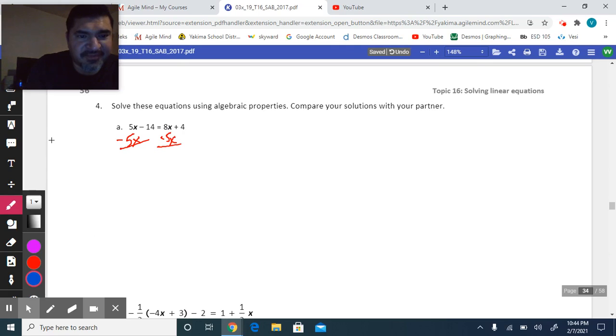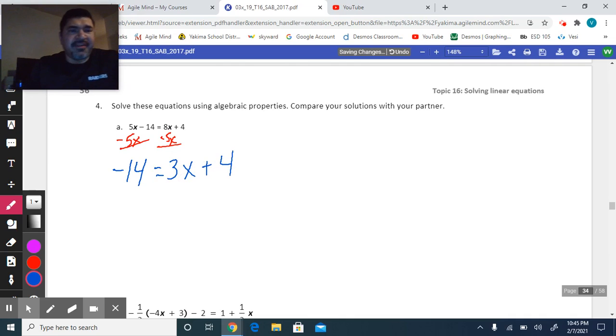So 5x minus 5x, this is going to be 0. 0 minus 14 is negative 14 equals 8x minus 5x is 3x. And then I'm going to bring down this plus 4.